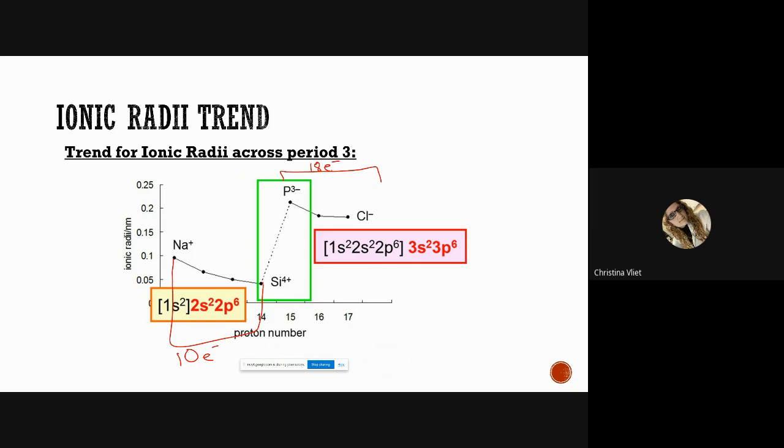The reason I'm bringing this up is because they're going to show you graphs, and they're going to ask which periodic property is this. Ionic radii goes like this: down, then jumps up, and then down again. Kind of like a conductor, right? That's the ionic radii trend. But we've already learned this. This is just a review from Unit 1.